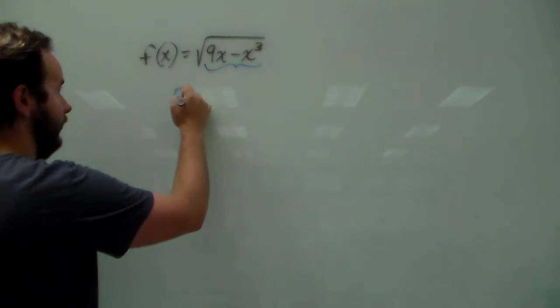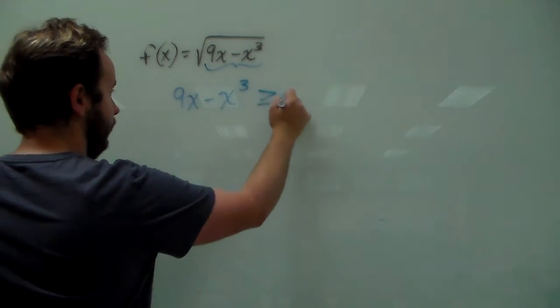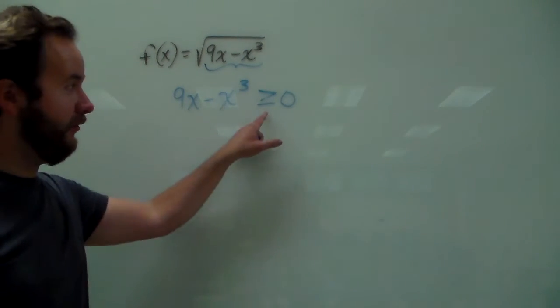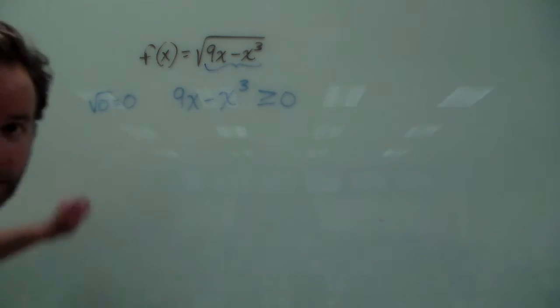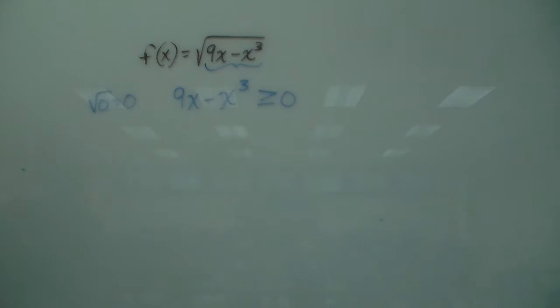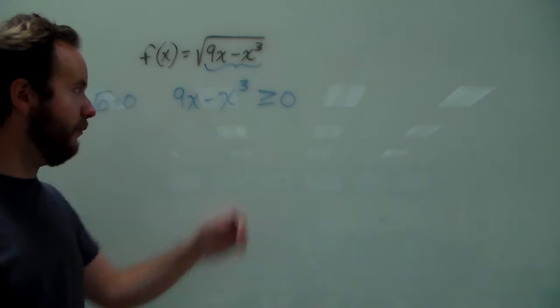We want to make sure that 9x minus x cubed is greater than or equal to 0. Remember, it's allowed to be equal to 0 because the square root of 0 is 0. That's perfectly fine. Okay, so now what? How do I determine the values of x that cause this to be true?